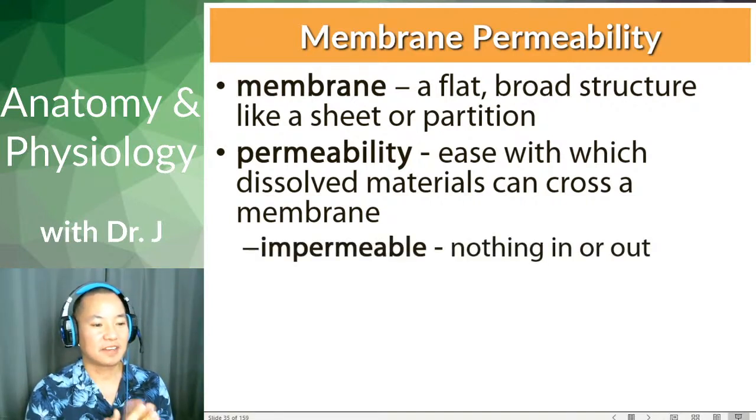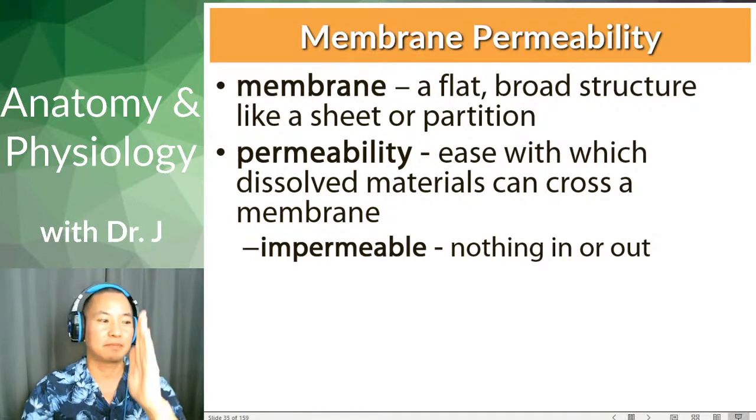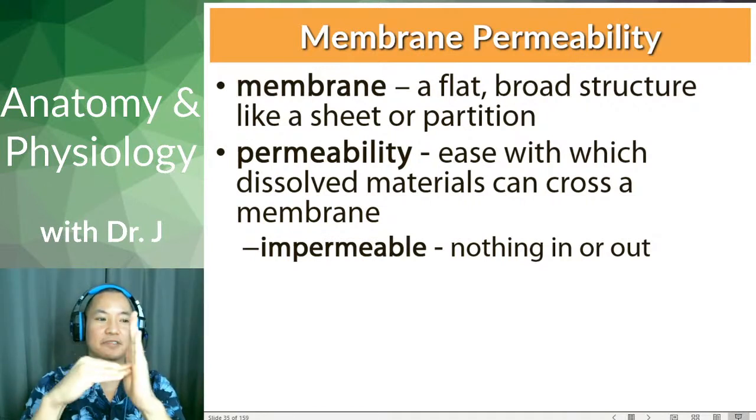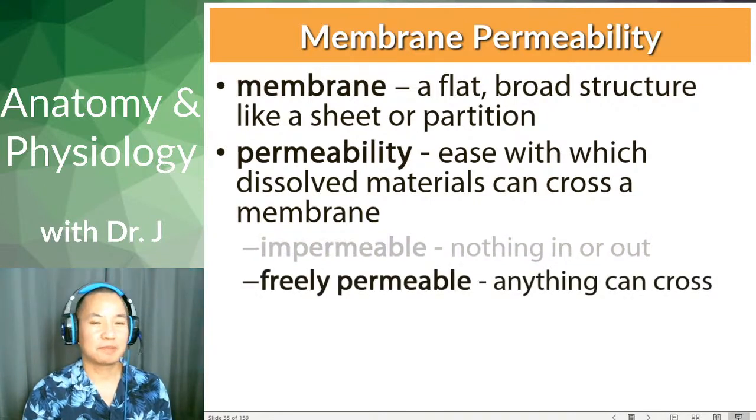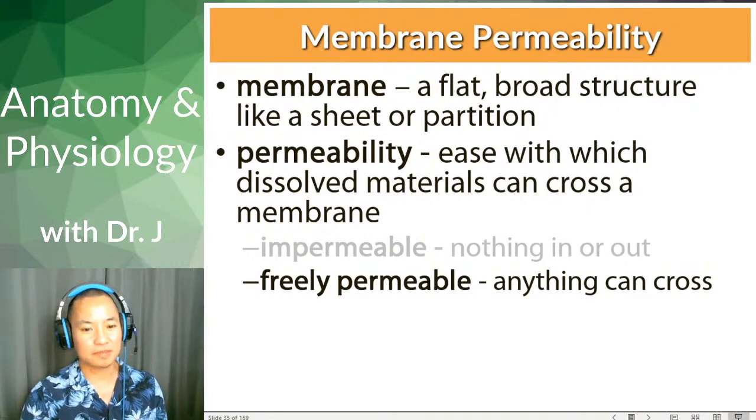If you have something that's impermeable, that means nothing can really cross it. So if it's an impermeable membrane, nothing can get through. Everything stops, no matter what. Then you have freely permeable. That is pretty much like a membrane, but it has huge holes in it that anything can pass through. So anything and everything has to cross for it to be freely permeable.